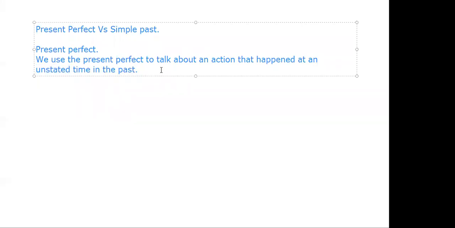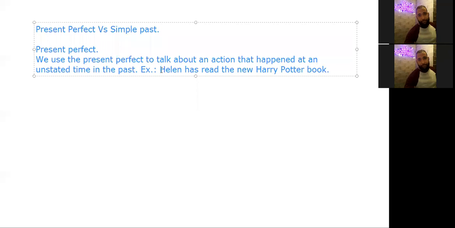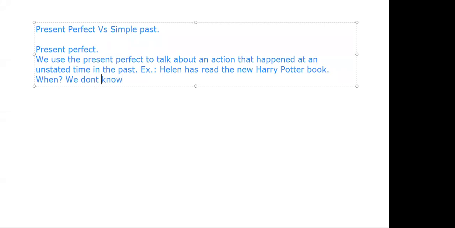For example, we can say, Helen has read the new Harry Potter book. So the question is when? Again, we don't know. The time is not stated. Okay? This is not part of the sentence. This is separate. This is us asking about the time.